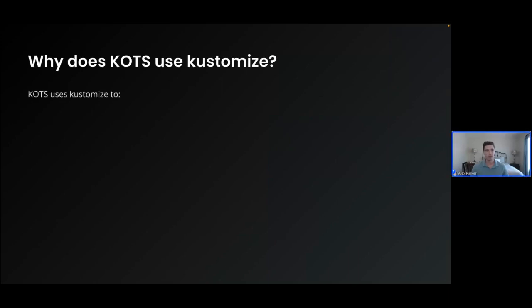Now, why do we use kustomize? Well, KOTS uses kustomize for a couple of different things. First, it's going to create and configure image pull secrets. So if you have private images either stored in your own private registry or the replicated registry, or if your customer is air-gapped and they're using their own private registry, then KOTS uses kustomize to create and configure pull secrets to give access to those images.